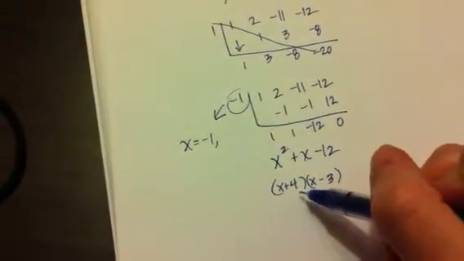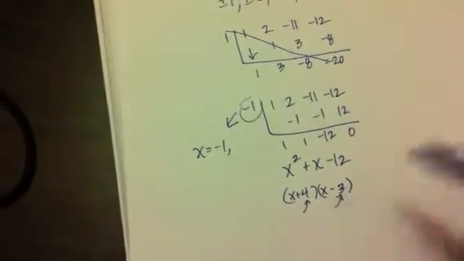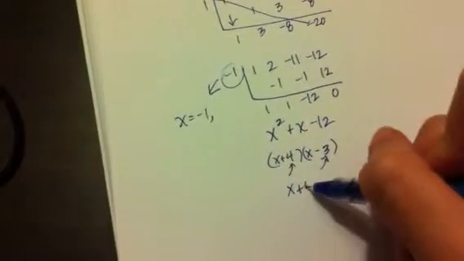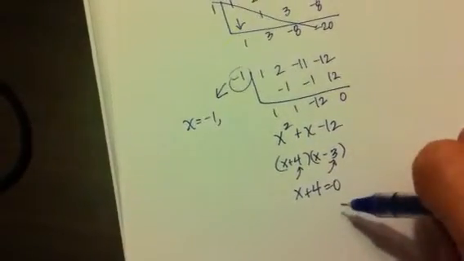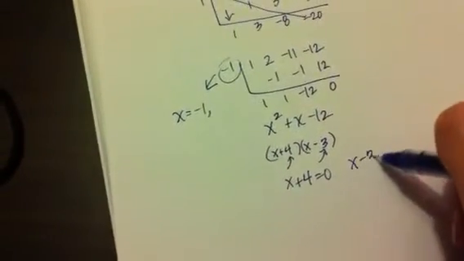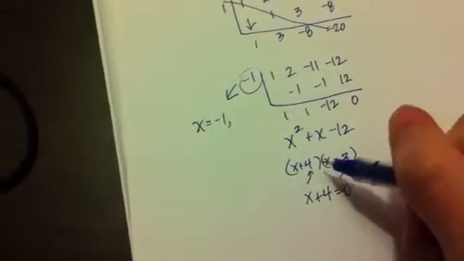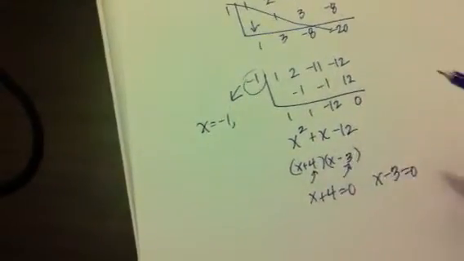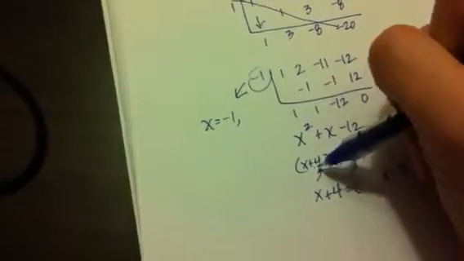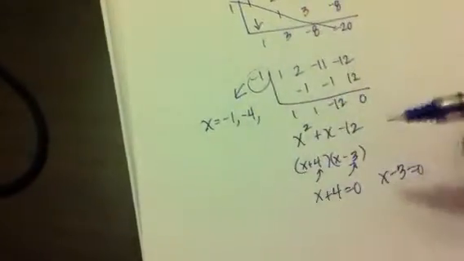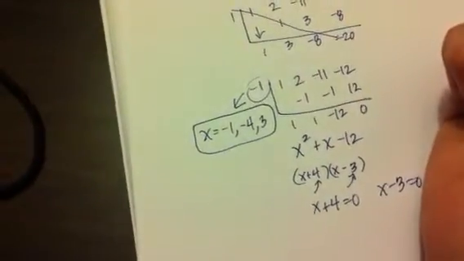Now I can find two other zeros by just taking the opposite of those two numbers. What you're really doing is saying x plus 4 equals 0 and solving for x, x minus 3 equals 0 and solving for x. Or you could just take the opposite. It's doing the same thing. So the opposite of plus 4 is negative 4. The opposite of minus 3 is positive 3. So the zeros of that function are negative 1, negative 4, and 3.